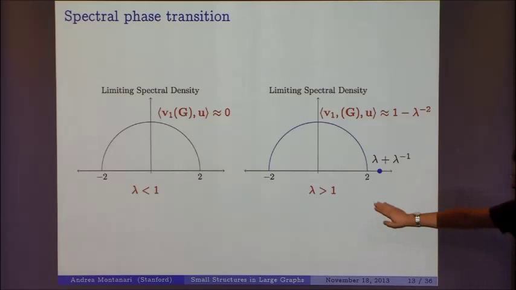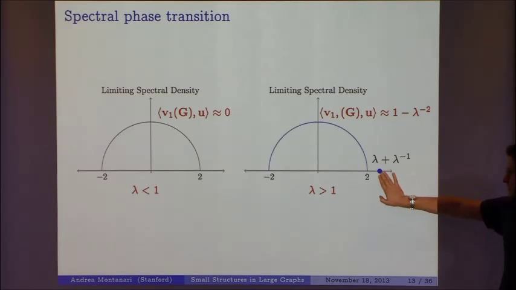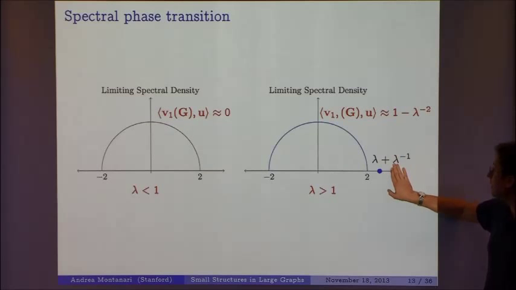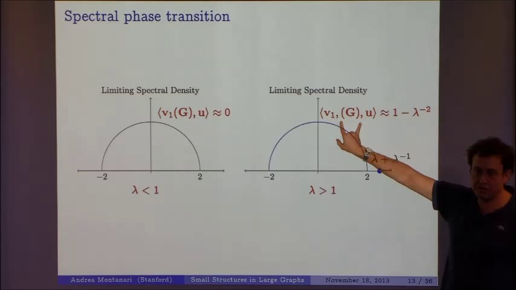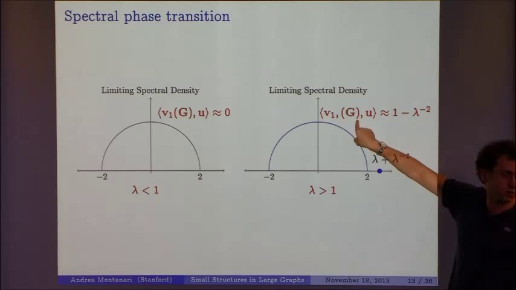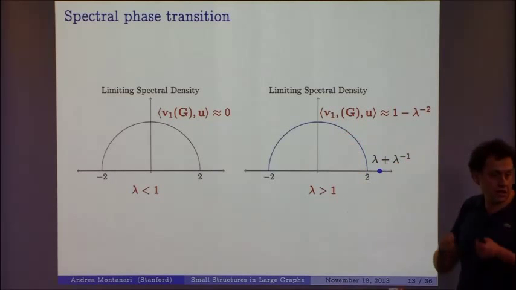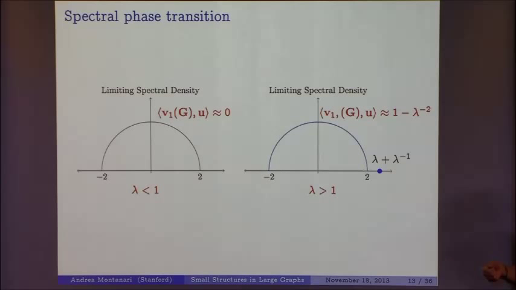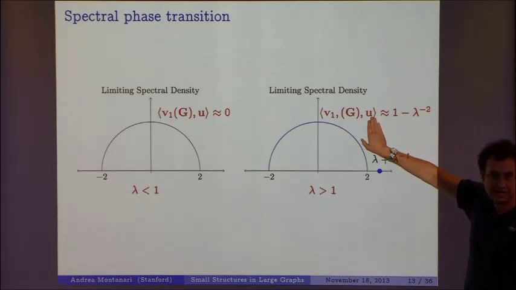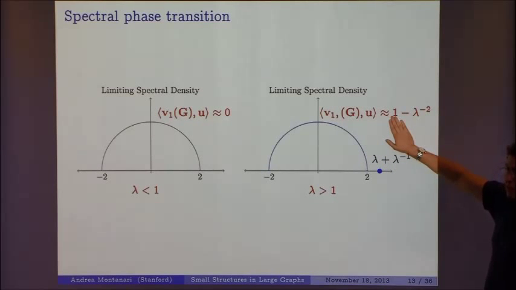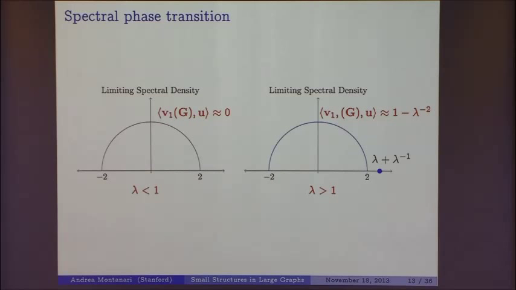If lambda is bigger than 1, things change dramatically. There is one eigenvalue that pops out. It's at lambda plus 1 over lambda. Beautiful formula. And its eigenvector has a positive scalar product with the stuff that you want to reconstruct. So in this regime, if you do principal component analysis, pull the largest eigenvector, this will not get you precisely the community, the rank 1 matrix that you want to reconstruct, but it will have positive correlation, and you can hope to improve over it.